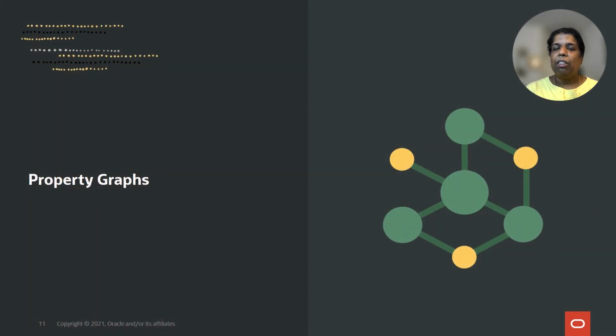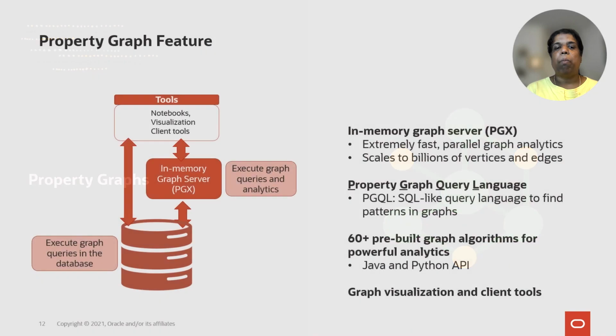So now let's take a deeper dive into property graphs. So the property graph feature includes an in-memory graph server for highly scalable graph analytics and graph querying. As an example, which I will show later, one of our customers, Kesha Bank, has a very large graph with around 400 million vertices and about 2 billion edges. They're able to process that with ease, with very fast times by using this feature.